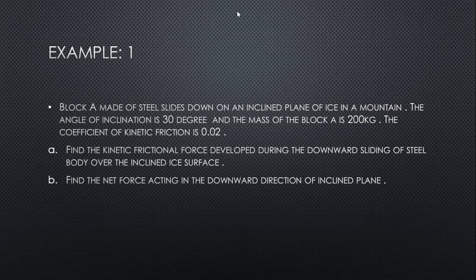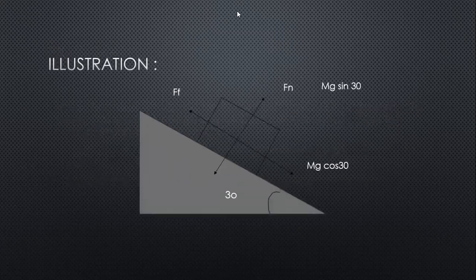Now let us go to the solution part. The problem illustration: consider block A resting on an inclined plane at an angle 30 degree. Let Fn be the normal force acting perpendicular to the direction of the applied force, and Ff the frictional force.